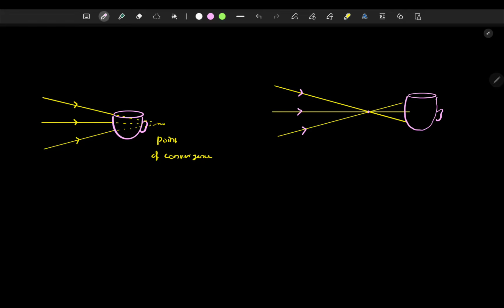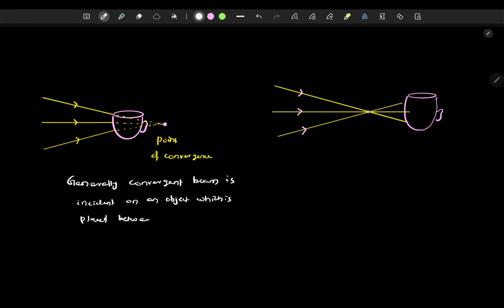Generally, convergent beam is incident on an object or any optical device which is placed between light beam and its point of convergence. Here, see which ray is falling on the cup right now, that type of beam is convergent beam, and the cup is placed in between the convergent beam and the point of convergence. So when the opaque substance is placed between point of convergence and convergent beam, then convergent beam will fall on this opaque substance. So in language what you have to write: generally convergent beam is incident on an object which is placed between light beam and point of convergence.